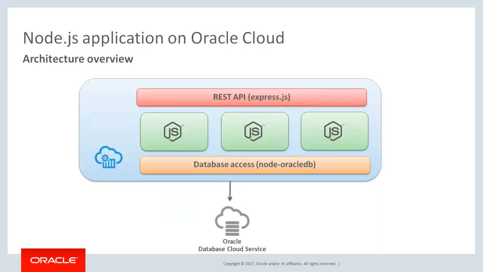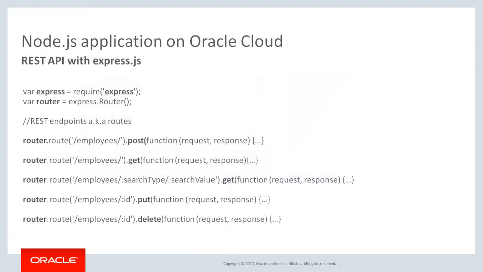Now let's take a look at a simple yet practical Node.js application on Oracle Cloud. This is an employee management app which exposes a REST API on one end, and on the other hand it uses data within the Oracle Database Cloud Service using the Node Oracle DB driver. We will look at some details of this driver in the upcoming slides. For now, this is how the REST API looks and how it is implemented with Express.js.